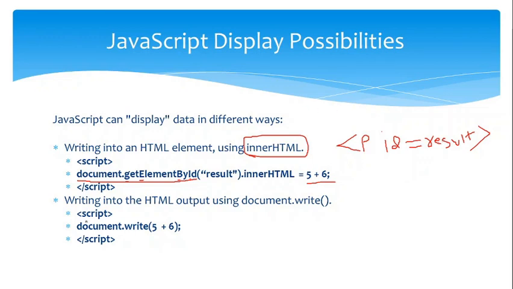This is one way. The other is writing into the HTML output using document.write. This is another way to display the result on the screen. Already we did this simple example in the third video as well as in the second video. You can go and see some of the examples. And here document.write is 5 plus 6. The 11 result will be displayed on the screen. Okay, so this is another way.